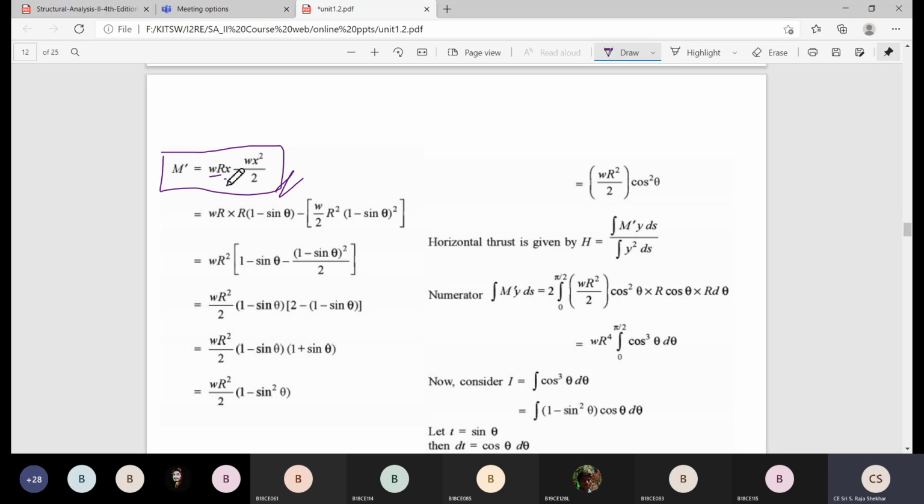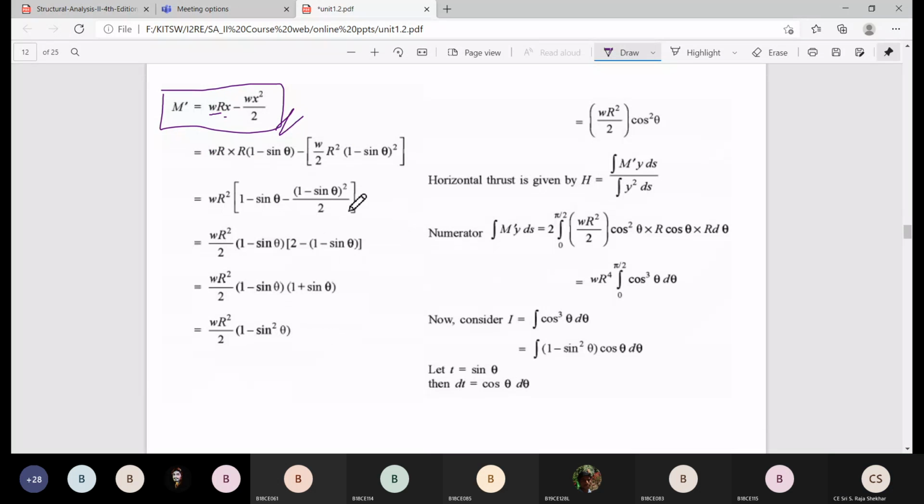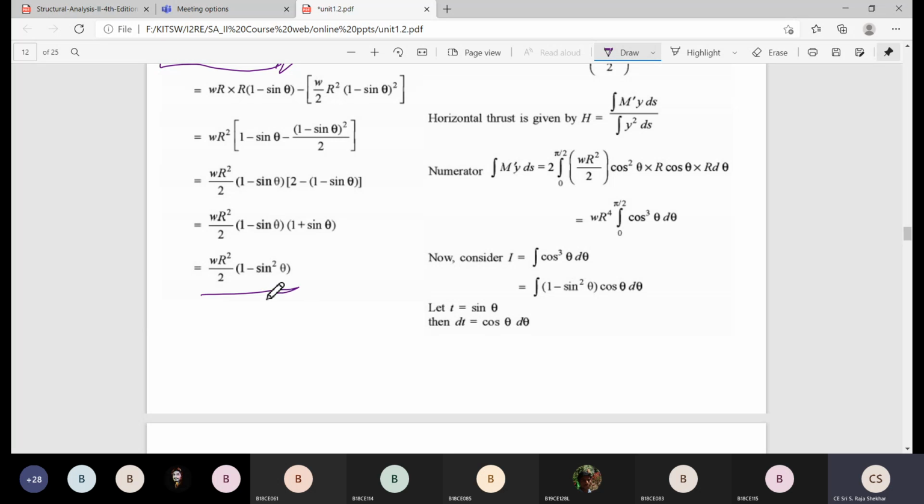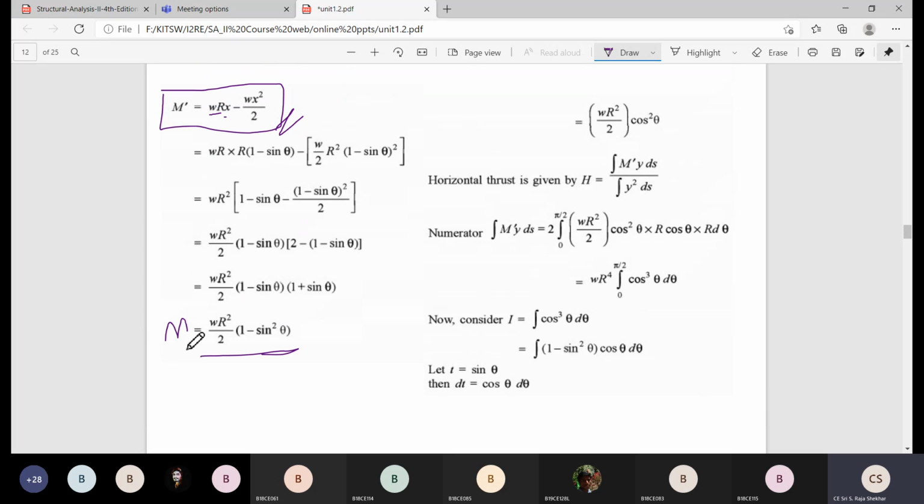Substitute the x value here: x is equal to R into 1 minus sin theta. Substituting, finally we get this equation. So the bending moment M dash is equal to WR square by 2 into 1 minus sin square theta. From the trigonometric identity, sin square theta plus cos square theta is equal to 1, so cos square theta is equal to 1 minus sin square theta. In place of 1 minus sin square theta, I'm substituting cos square theta. So WR square by 2 into cos square theta is M dash, the moment at x.